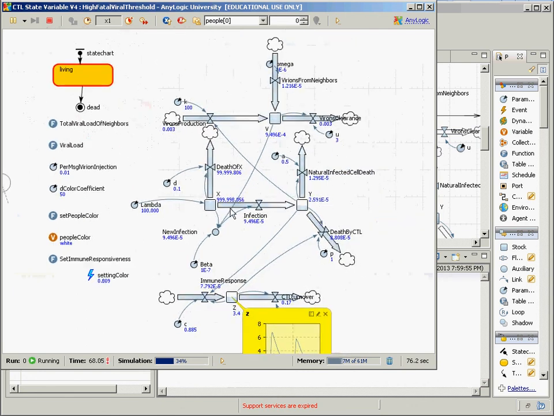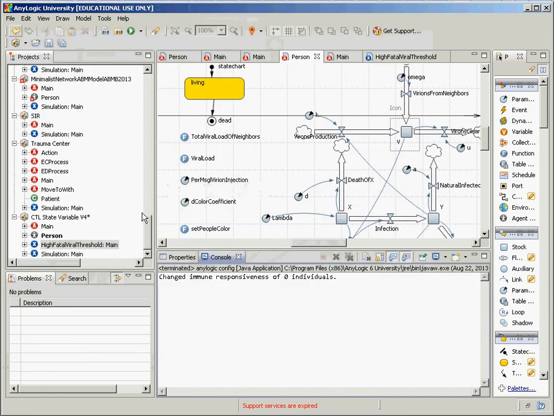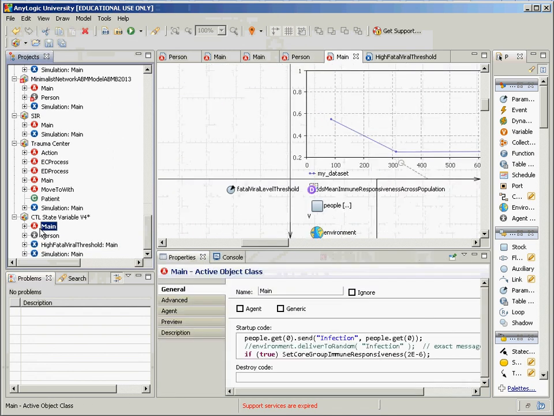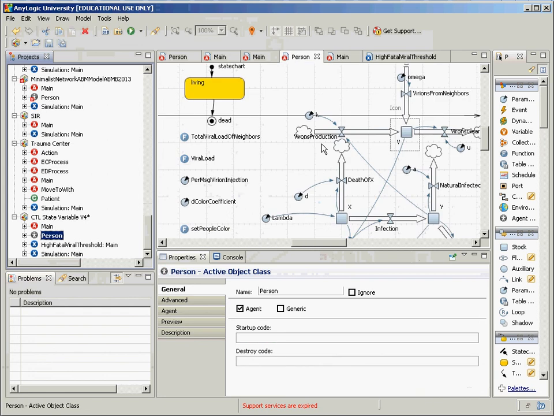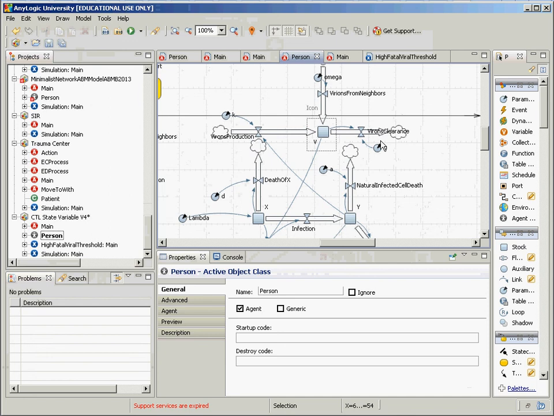Without wanting to belabor this, this is a case of a model where we have individuals evolving in a hybrid way, namely according to both discrete transitions, live and dead, and continuous dynamics described by system dynamics. Any questions on that before I move to another model? No? Okay. We're going to move to another model now.